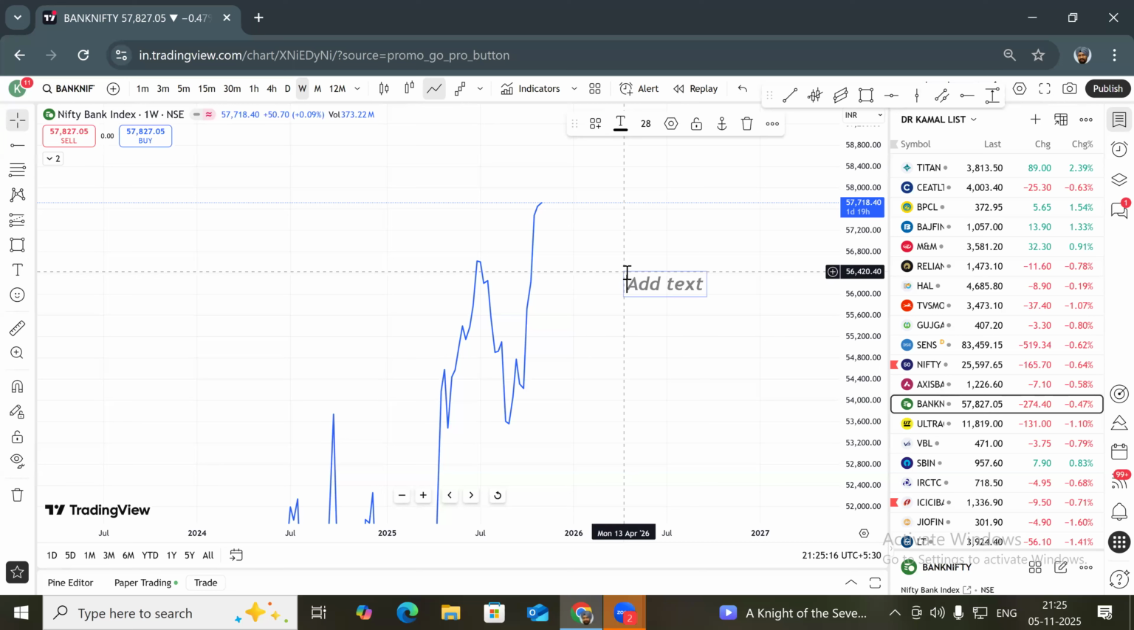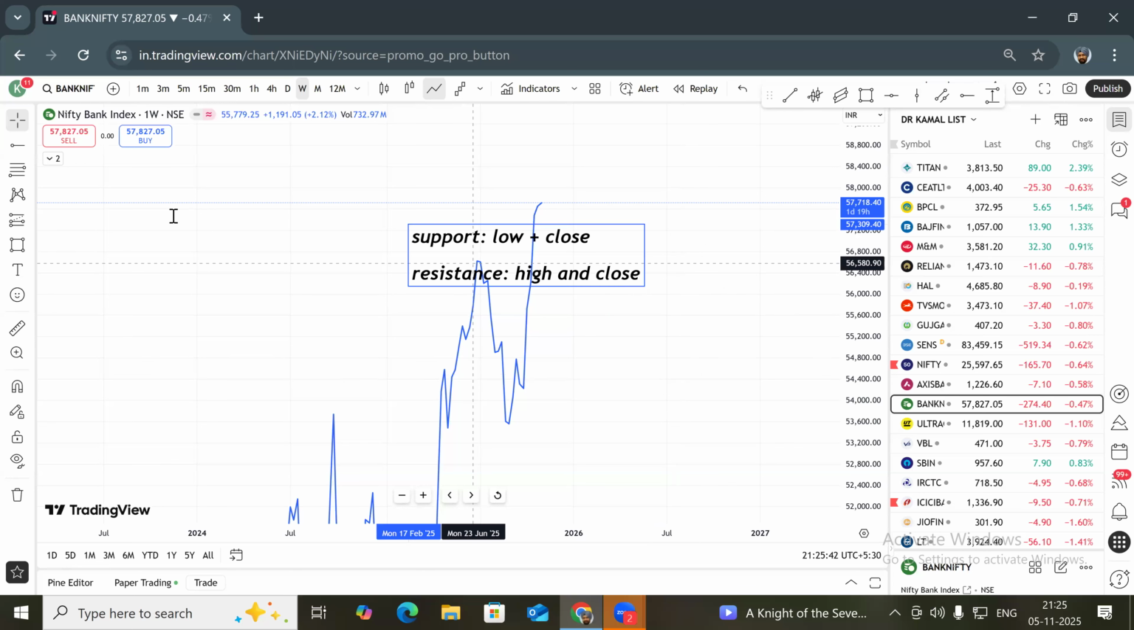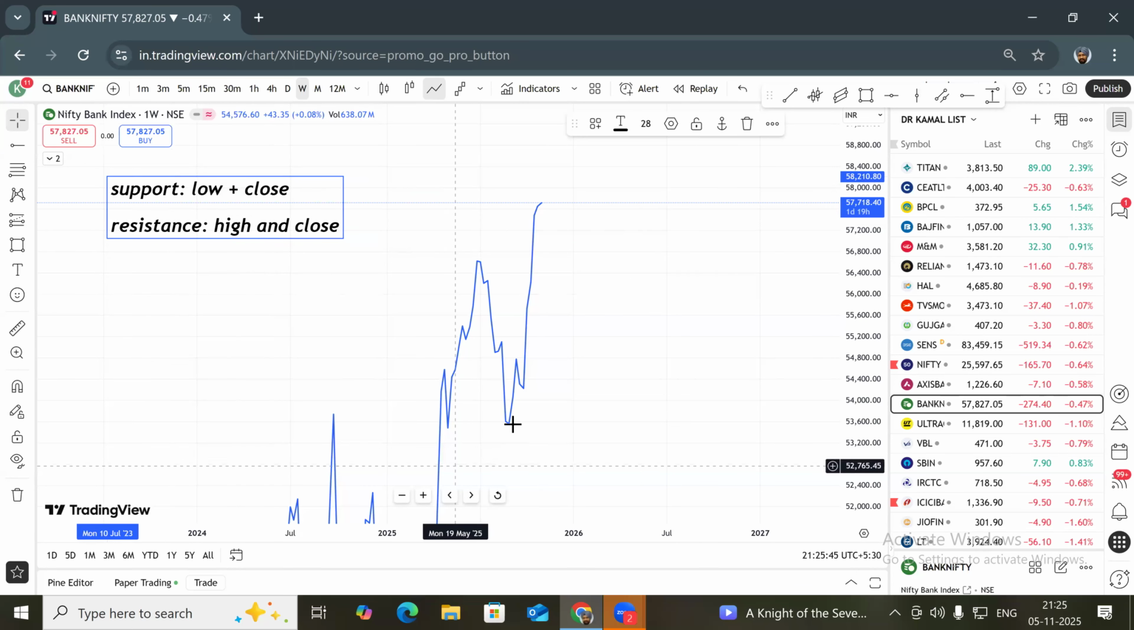What we have to see when we are marking the low, or we can say support, we'll mark the low plus close of the candle. And when we are marking the resistance, we are marking high and close. So we are marking these 2 points. Now we'll mark it using that only.